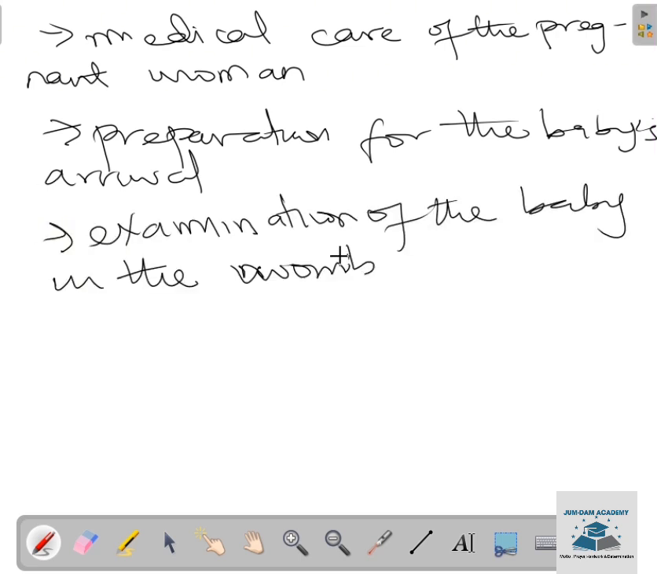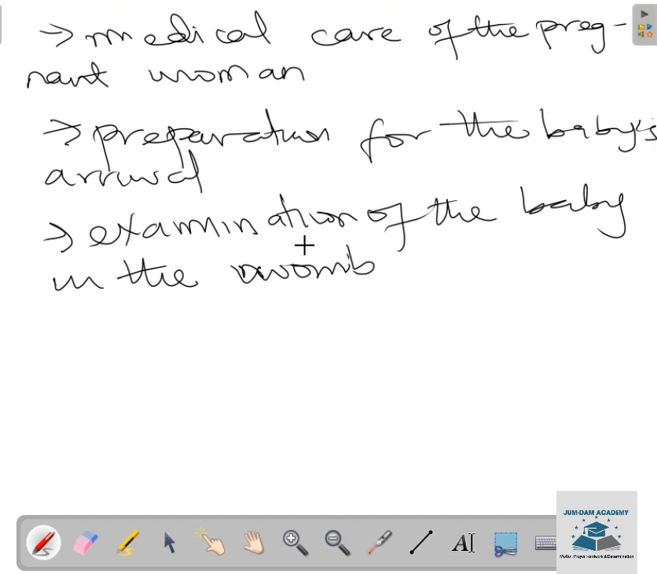As a mother, you have to always examine the position of your baby in the womb. The mother has to know if the baby is breathing, if the baby is kicking, if the baby is in the correct position, and this can only be confirmed by a doctor. That is why antenatal care is very important.